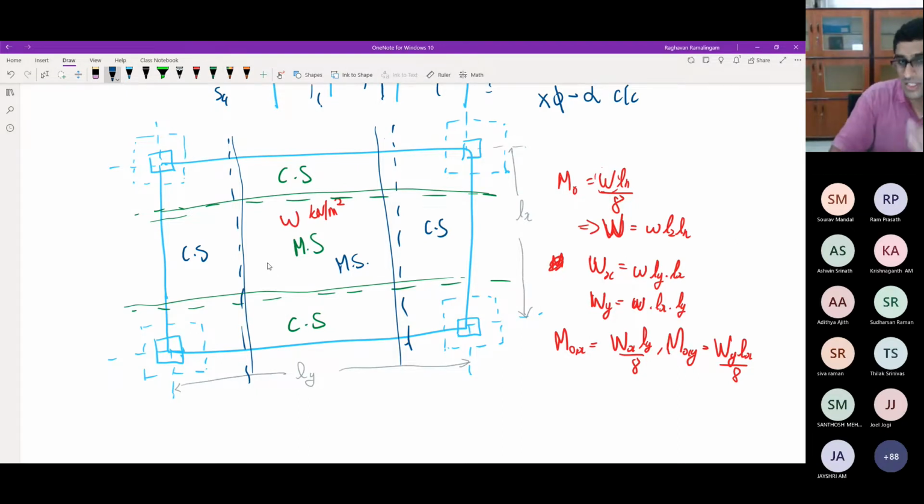Among this, I'll have to split these moments, whatever I got. So the column strip always takes a total of the negative moment, M0x negative, let us put a negative sign, will be 65% of M0x. M0x positive will be 35% of M0x. And similarly for M0y also.